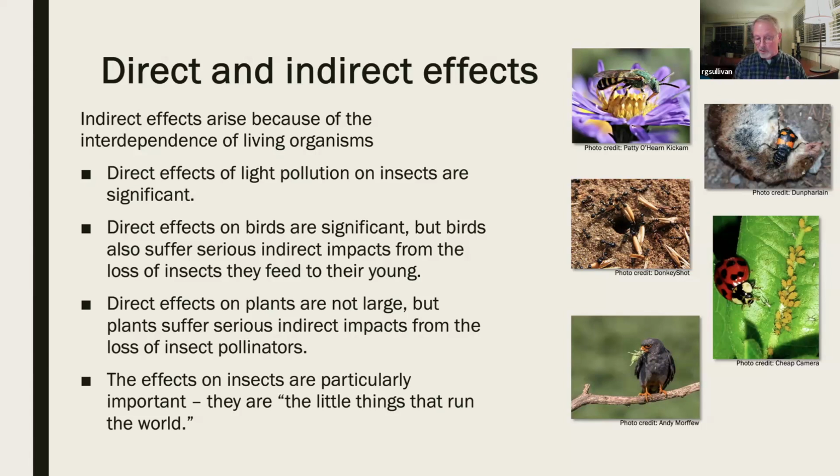For plants, the direct effects, lights don't really affect, and most outdoor lights don't have a big effect on plants. But if those are flowering plants, and most of them are, and a lot of our food are flowering plants, and we have a decrease in pollinators, and moths are important pollinators, just as one example, then the plants can suffer pretty serious indirect effects.